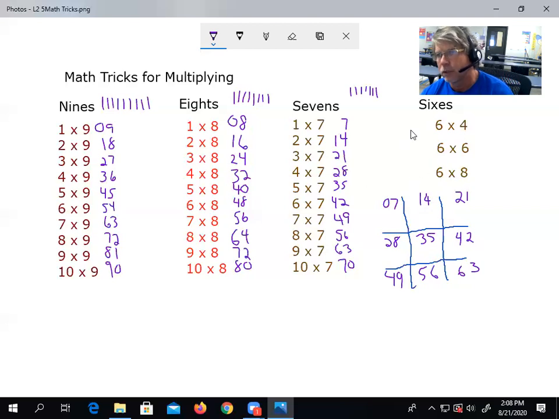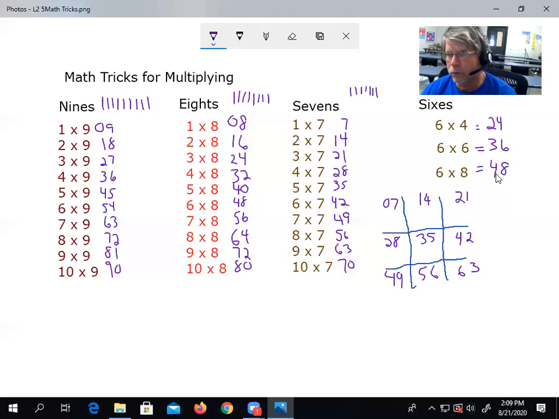The 6s, these 3 facts here are the ones that rhyme. So 6 times 4 is 24. 6 times 6 is 36. And 6 times 8 is 48. Those are the rhymers. If you remember back in 3rd grade, your teacher showing you those rhymers. So they rhyme. 6 times 4 is 24. 6 times 6 is 36. 6 times 8 is 48.